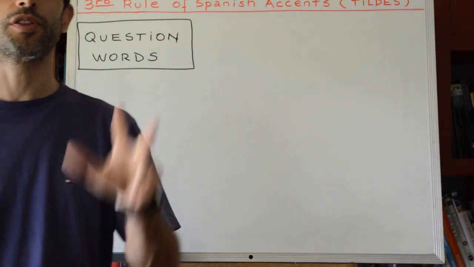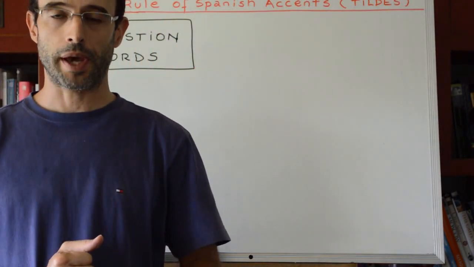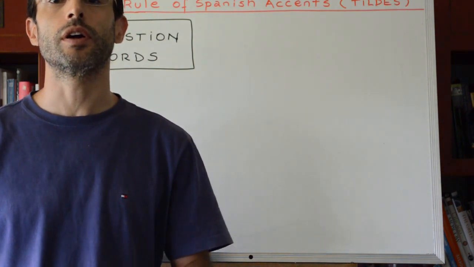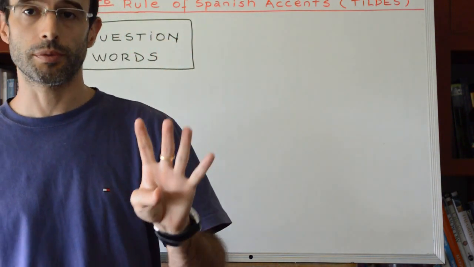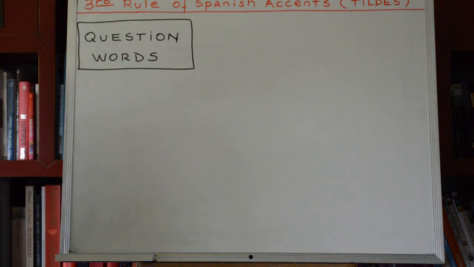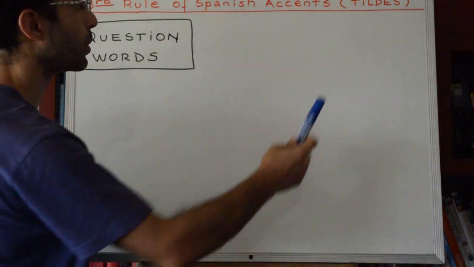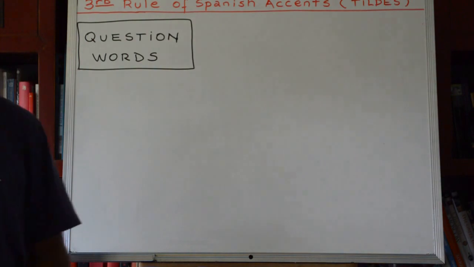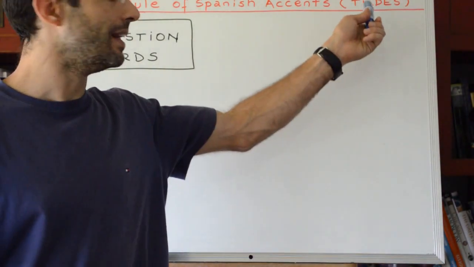Today I will teach you the third rule of the Spanish accents. If you remember, I told you in Spanish there are 4 rules to determine when and how to use the Spanish accent, right? The Spanish accent, in Spanish we call it tilde, okay? El acento en español se llama tilde.